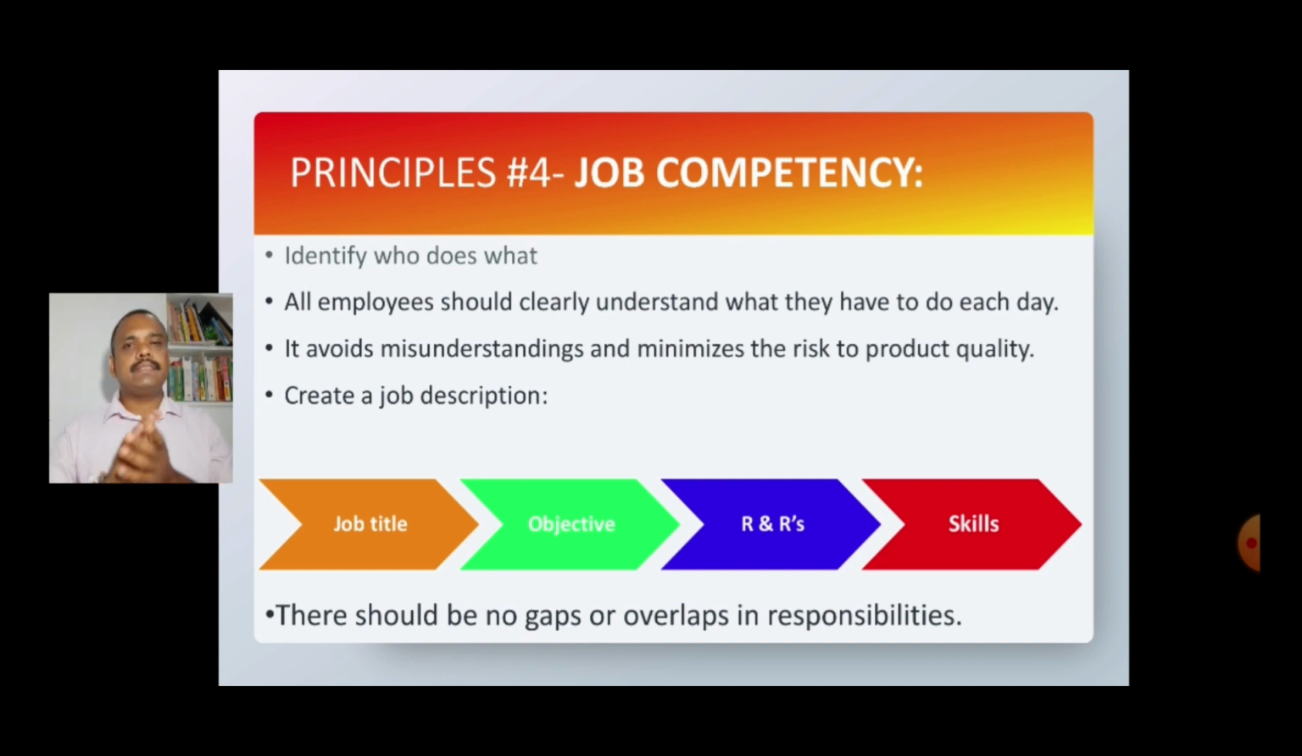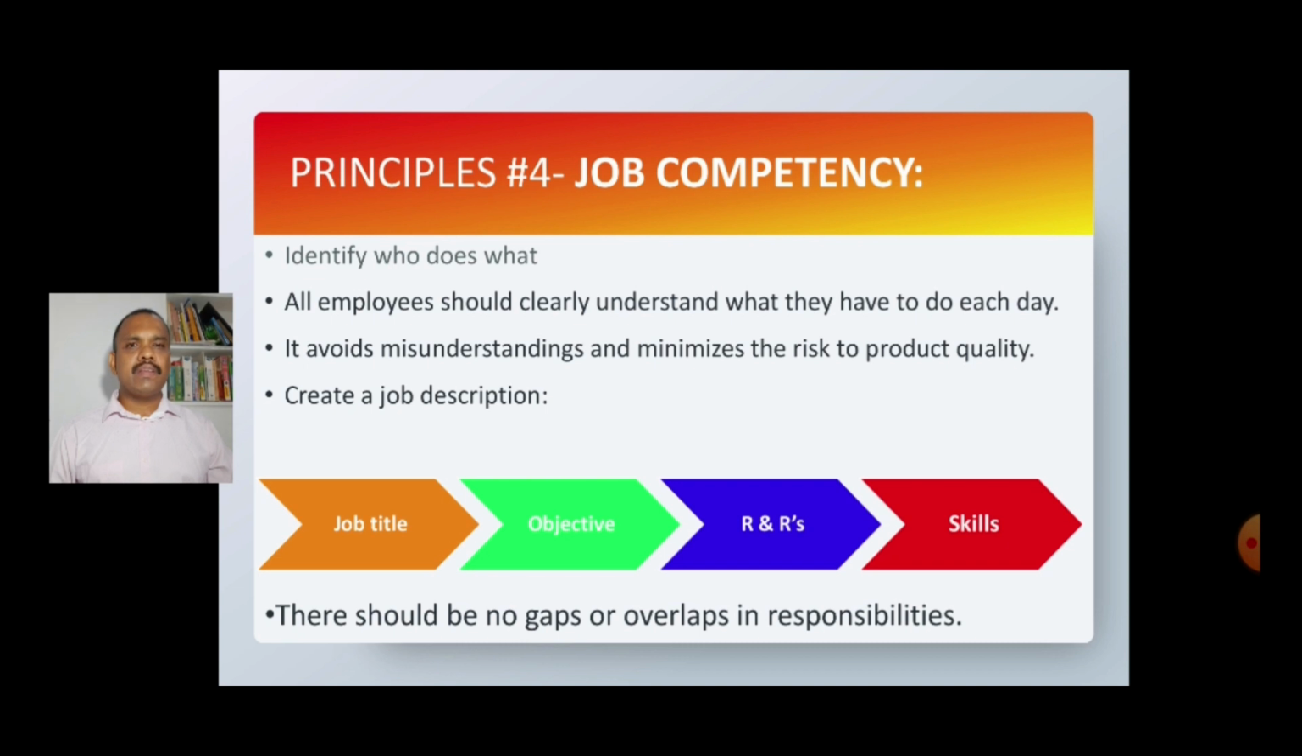When we create any job description, the points we have to highlight are, one, the job title, and what the objectives of the job are. And what are the roles and responsibilities? The job roles will be there. The job responsibilities will be there. You have to give the job description and the roles and responsibilities. And you also state the skills that are required. Based upon that, the competency we can improve. And there should be no gap or overlap in the responsibilities.